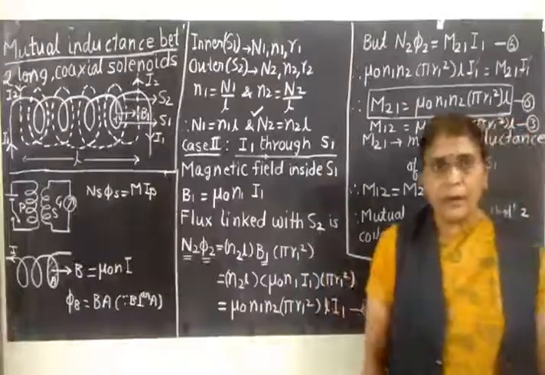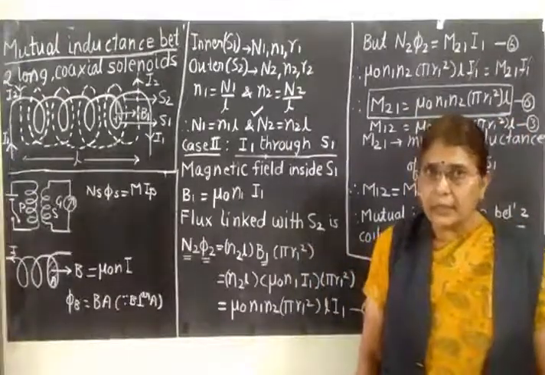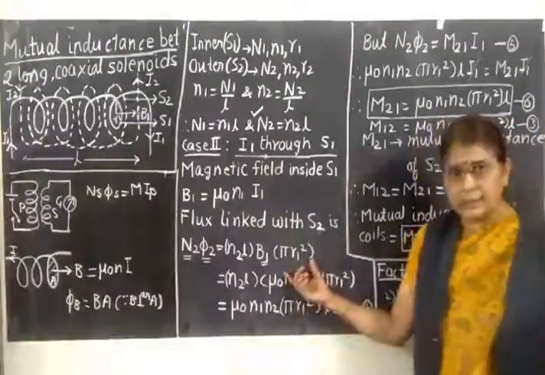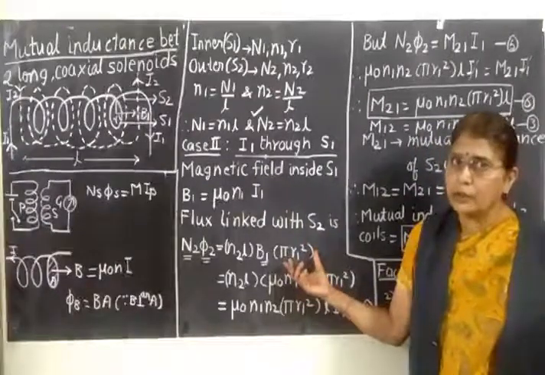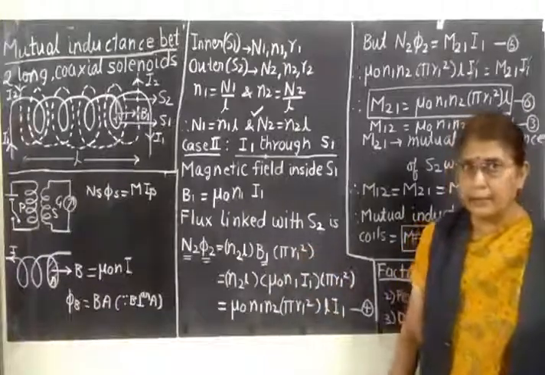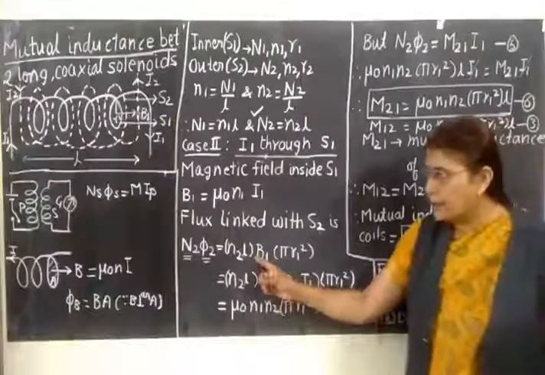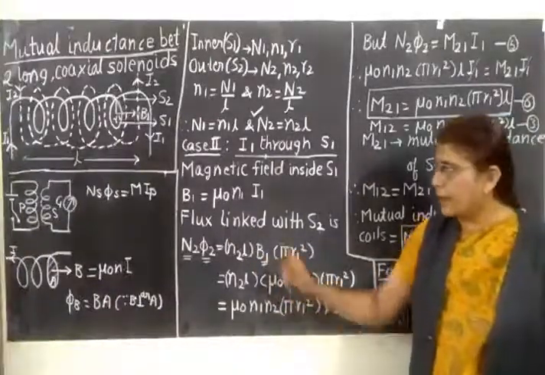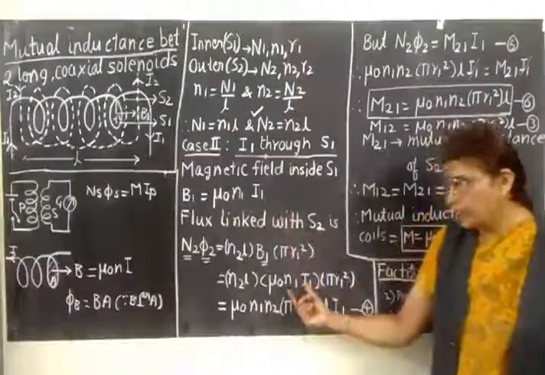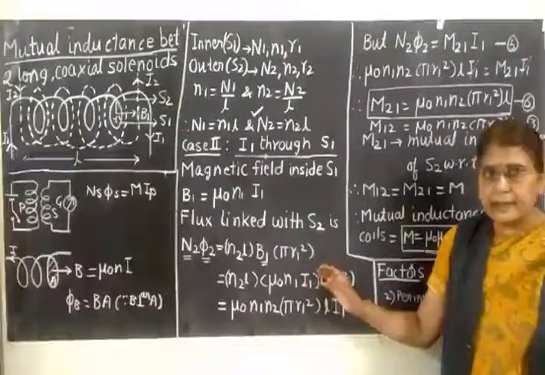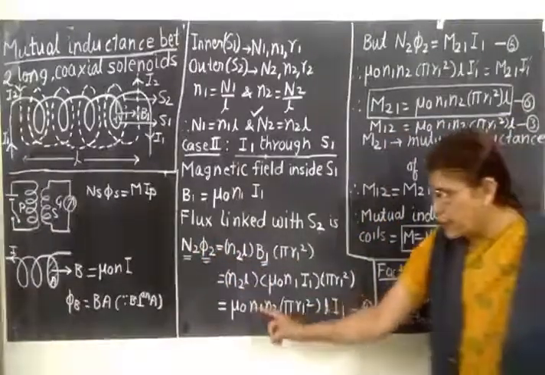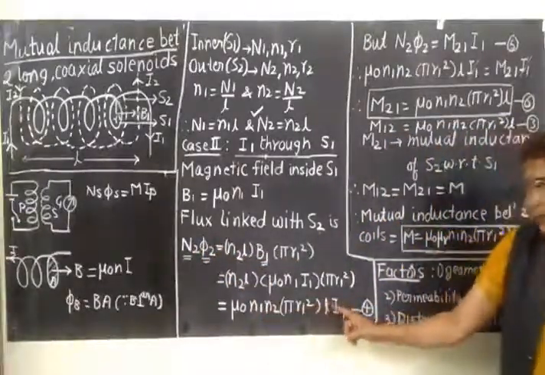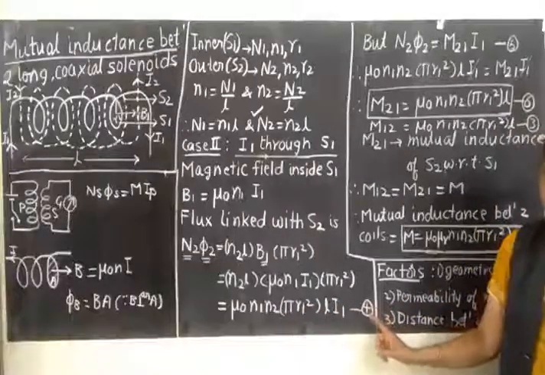One important point you will note down is, for case 1 also the area of cross section was pi R1 square. For case 2 also, the area of cross section is again pi R1 square. Now let us put the value of B1 and simplify. Put this value of B1, mu 0 n1 I1, and slightly rearrange the terms. You will get the value of N2 Phi2 as mu 0 n1 n2 pi R1 square L into I1. Let us call this equation 4.